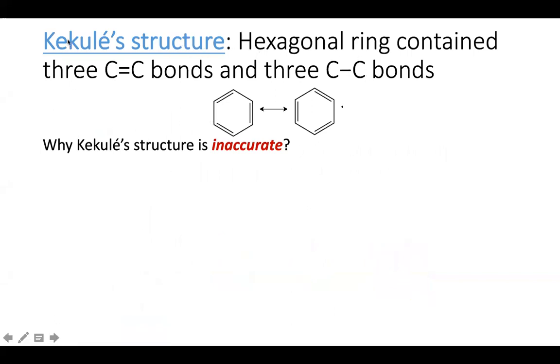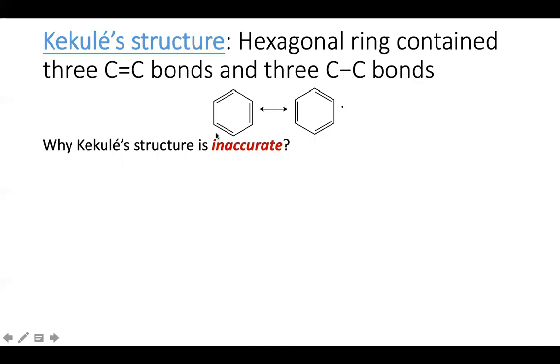Right, so the Kekulé structure. Kekulé says that benzene is a hexagonal ring that contains alternating single and double bonds, okay? So whenever you see the double bonds drawn instead of a circle, that's actually the Kekulé structure, okay? Why is the Kekulé structure inaccurate? It's not wrong, it's just not the most accurate, okay?